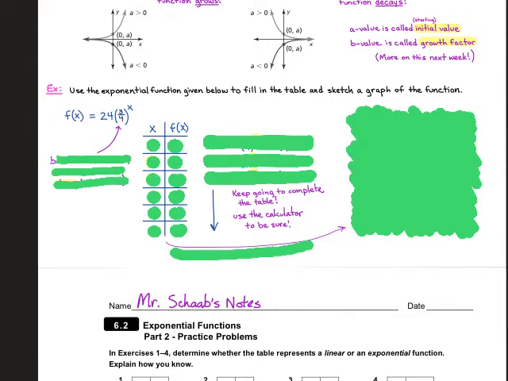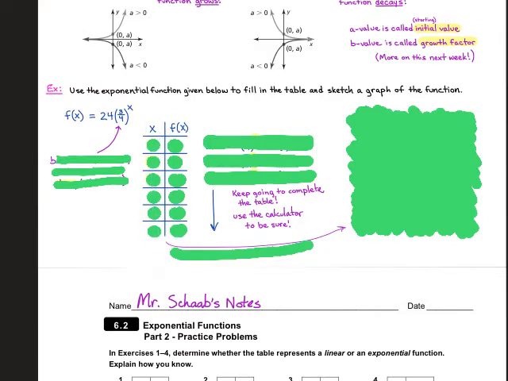Let's do one more example together on the notes just to make sure we know what to do in this section. Let's read the directions. Use the exponential function given below to fill in the table and sketch a graph of the function. Remember, to sketch a graph, all you need are points that you can put in the coordinate plane. We get those points by filling out a table.